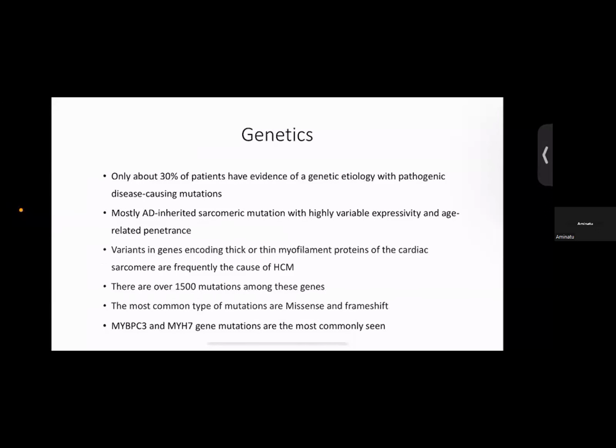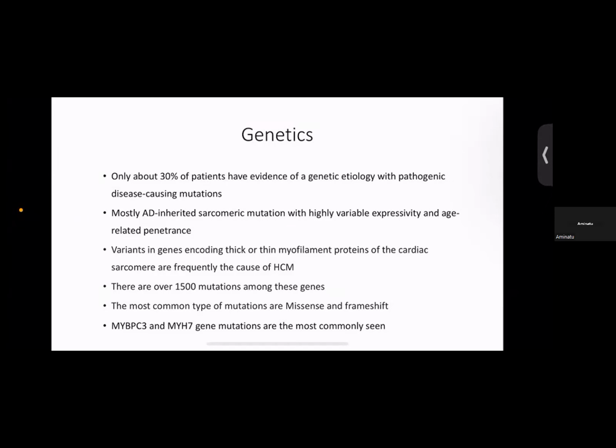Hypertrophic cardiomyopathy is generally considered a genetic heart condition, although only 30% of patients have evidence of genetic etiology, with pathogenic disease-causing mutations being seen. Mostly it is an autosomal dominant inherited mutation, which has highly variable expressivity and age-related penetrance.